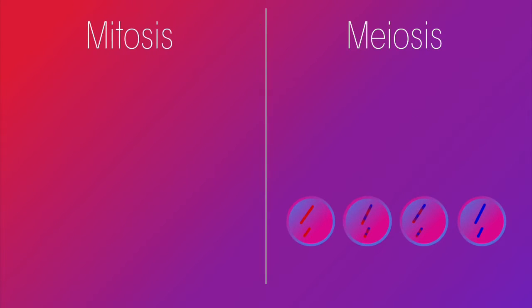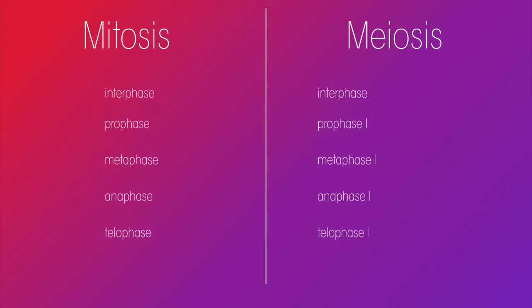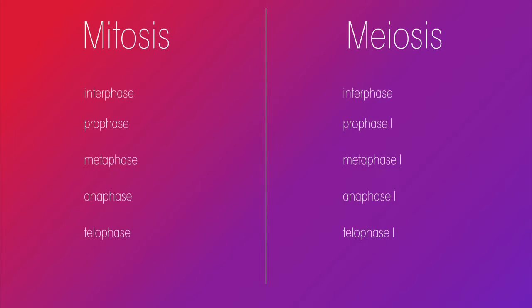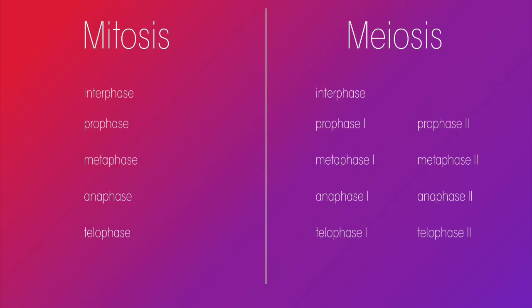Both mitosis and meiosis include the same phases: prophase, metaphase, anaphase, and telophase. Except in meiosis, they happen twice, so they're usually referred to as 1 and 2. The easiest way to remember these phase names is to remember IPMAT. So let's look at meiosis in more detail.